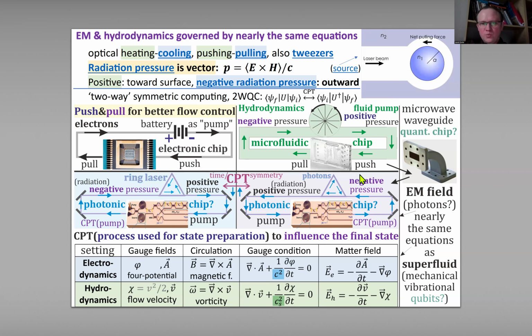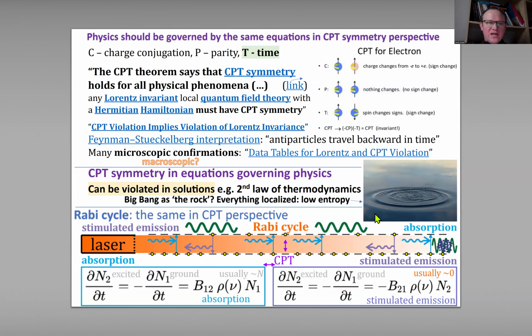Also for these two, from the CPT perspective, you would reverse the flow of electrons or the fluid. Yes, so we should get this two directional controlled chip. Okay, so this CPT symmetry is believed to be fundamental for physics. It has charge conjugation, parity, and time. Here is an example for electron.